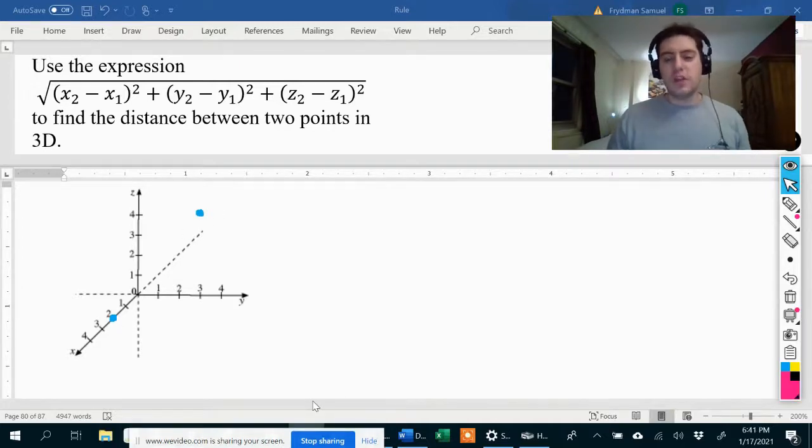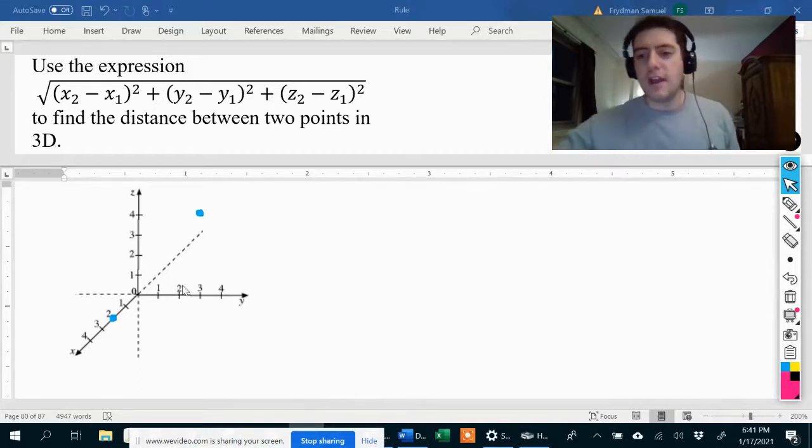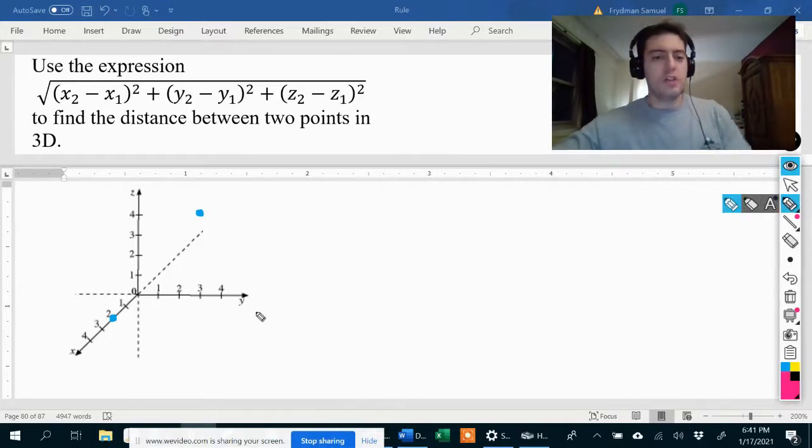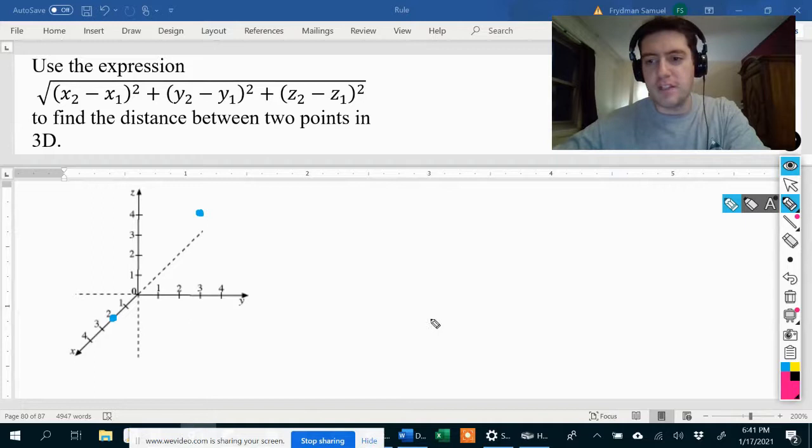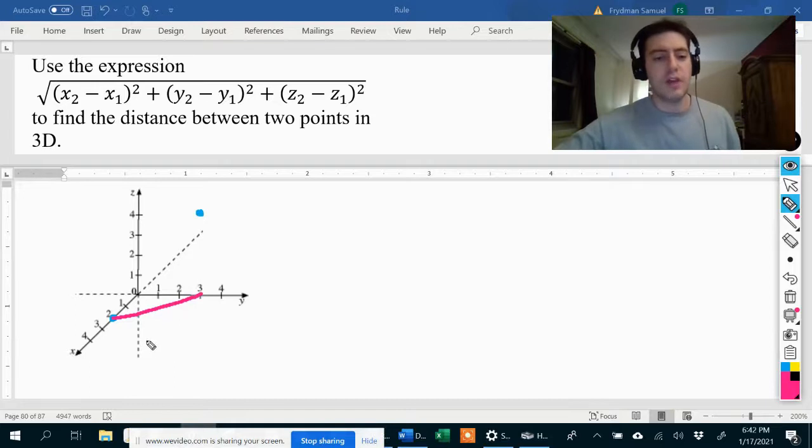Okay, so now we have to come up with a strategy for finding the distance from here to here. And what we're going to do first is find the distance from here, not straight to here yet, but to right over here, which is just below this point along the y-axis. So we're going to find the distance from here to here first. Now, how can we do that? We're going to do that by drawing a right triangle like this.